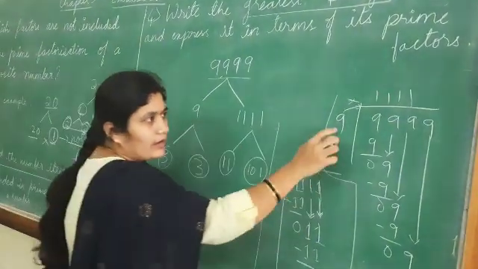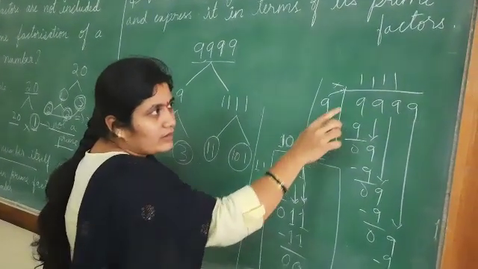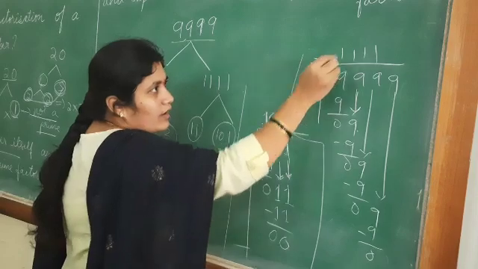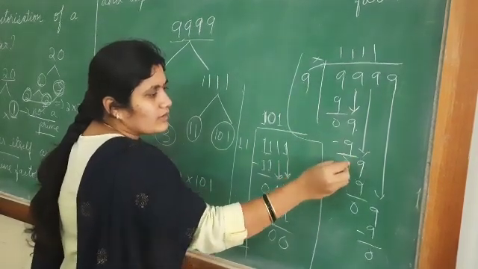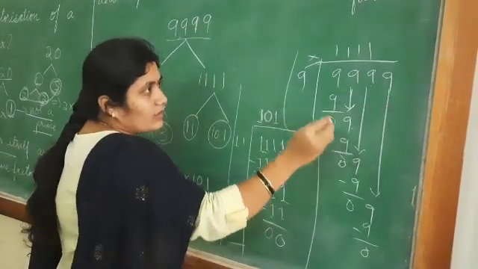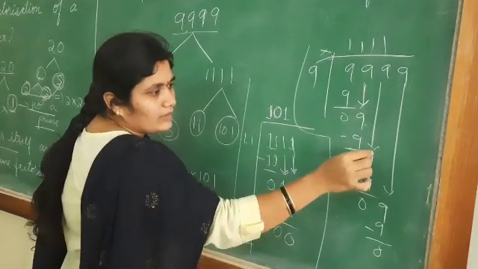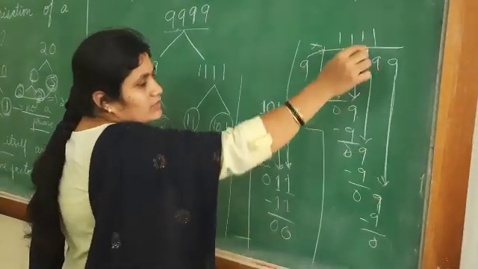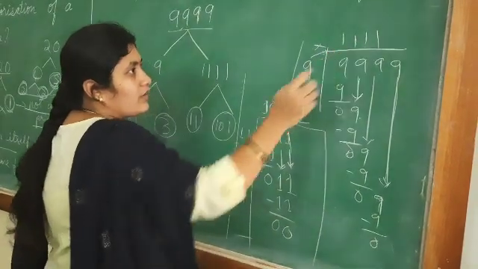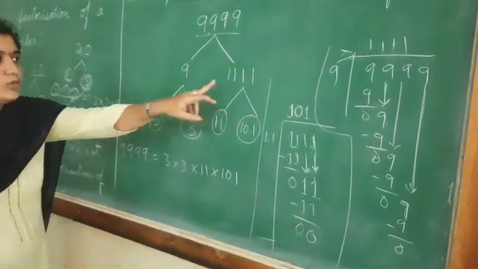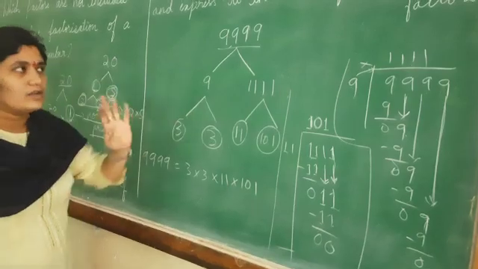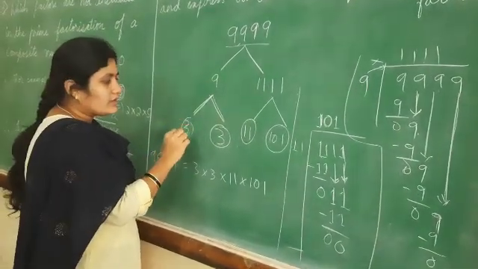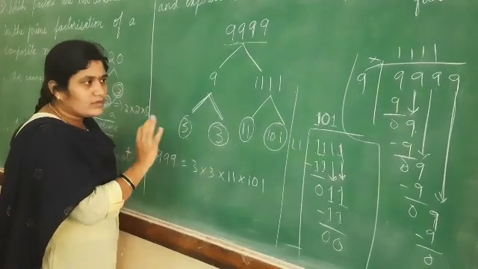Let me divide 9999 by 9. 9 ones are 9. 9 minus 9 is 0. Take this 9 down. Again 9 ones are 9. 9 minus 9 is 0. Take this 9 down. 9 ones are 9. 9 minus 9 is 0. Again the last 9. 9 ones are 9. That is 1111. 9 into 1111 is 9999. Now write only the factors of 9, that is 3 into 3. Both are prime. Stop here.